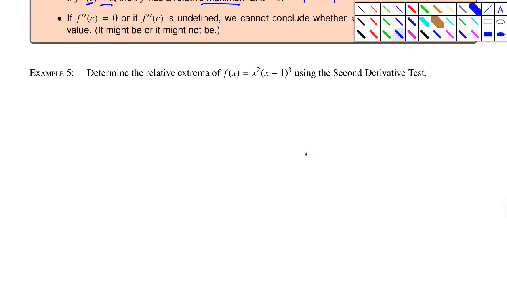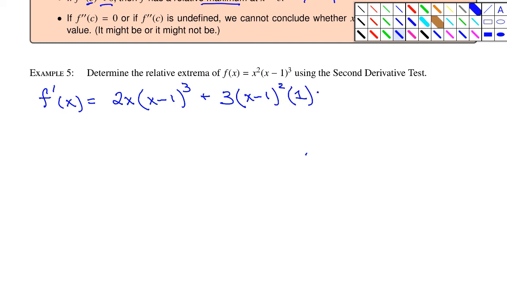Example number 5. Determine the relative extrema of f of x is equal to x squared times x minus 1 cubed by using the second derivative test. So first we need to find the critical values. We find critical values by taking the derivative. We're going to use the product rule here. So this is going to be the derivative of the first times the second unchanged plus the derivative of the second, I'm using the chain rule and the power rule together, times the first unchanged. We're going to set that equal to 0 and solve for x.